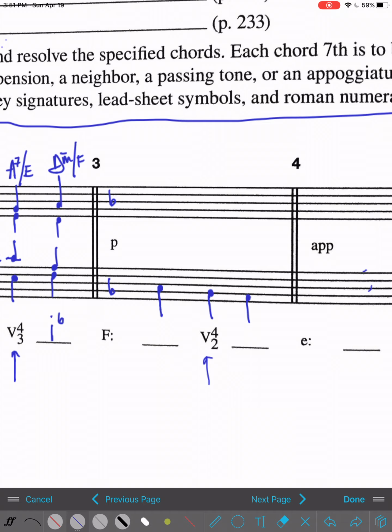okay? So what could we do here? What could we do here? All right, so well, we've got some options. This is almost certainly always going to be a 1/6 chord right there, right? Okay, so what could we put before it?